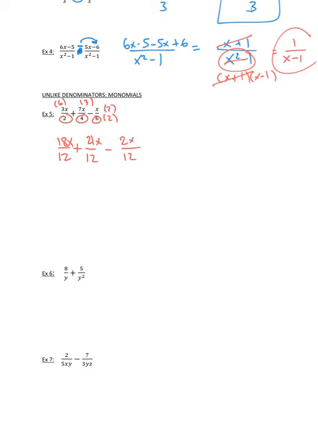Remember, you're allowed to multiply by that number because you're really not multiplying by 6 or 3 or 2. You're really multiplying by 1, because you're multiplying the numerator and denominator by the same number, and that same number over itself is 1. Now you can simplify this. So 18 plus 21 minus 2 is going to give us 37x over 12.